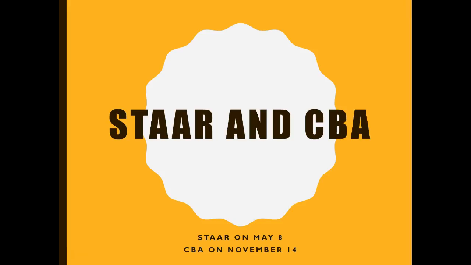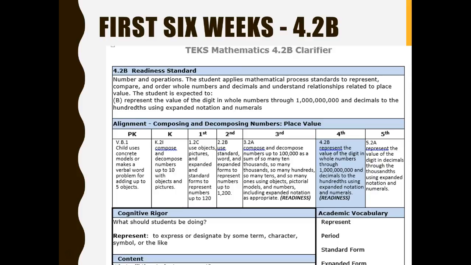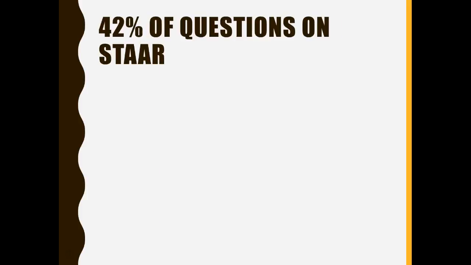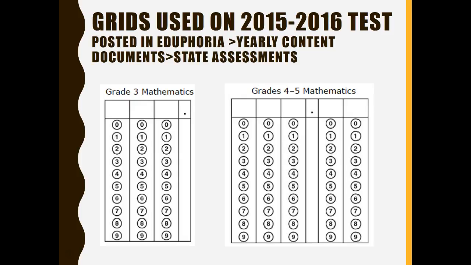Now, STAR and CBA: STAR will be on May 8th, CBA will be on November 14th. It's the first day of the third 6 weeks. So all the STAR released items, the sample items, and the STAR items have been placed in the clarifiers for you to use. Now look at the clarifiers and make sure you're using those items. Now what were 42% of the questions on STAR? What were the answer choices? Well, 42% of the answer choices were either verbal or visual. So make sure you're having the kids explain their answers or using visuals to have as an answer.